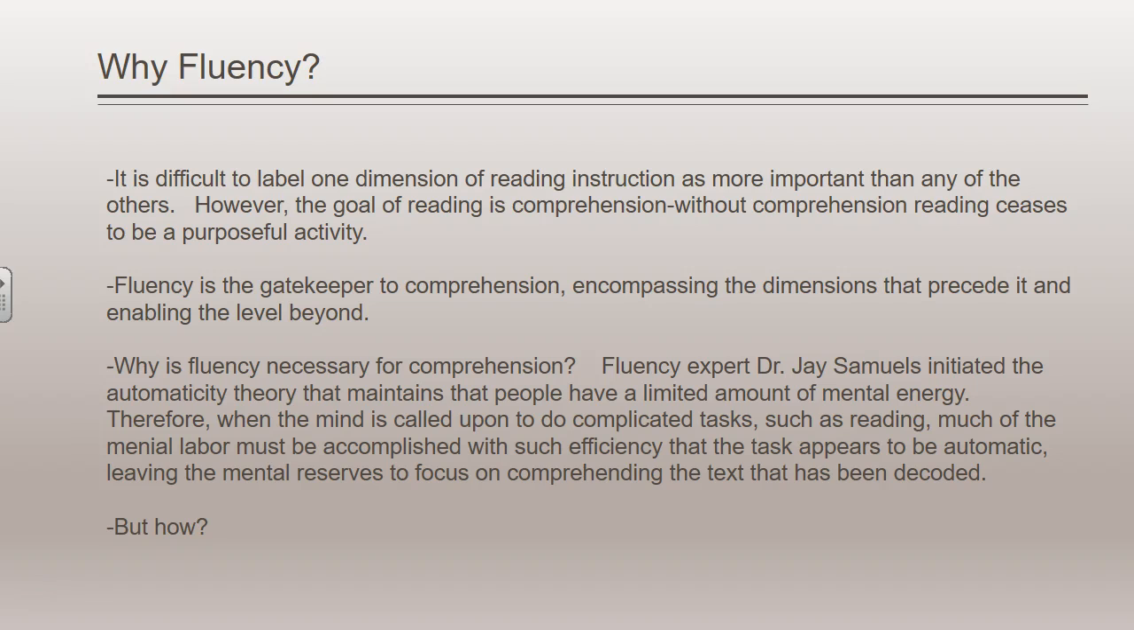Fluency expert Dr. Samuels initiated the automaticity theory, and this maintains that people only have a certain amount of mental energy, and when the mind is called upon to do complicated things that require a coordination of mental energies, like reading does, a lot of the menial labor has to be accomplished so efficiently that the task would appear to be automatic. And this would leave the mental reserves to focus on comprehending the text that needs to be decoded. So this is where we need to get our students, regardless of the economic backgrounds they come from, which lends to the question, how?